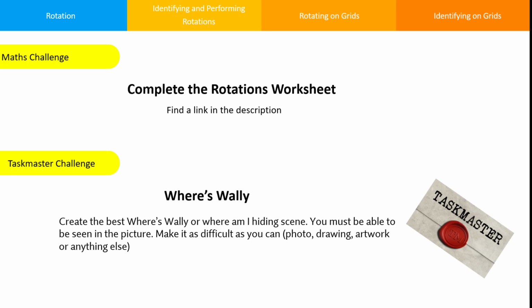Complete the rotations worksheet that's in the link in the description below the video. I don't know why I'm pointing. I've got off it now. We can now see these are the challenges. Complete the rotations worksheet and the Taskmaster challenge.